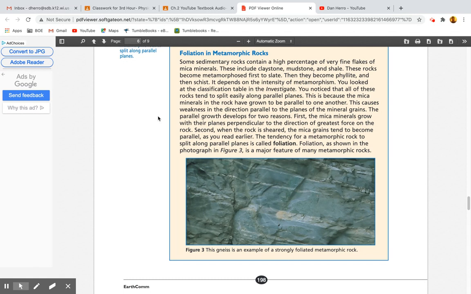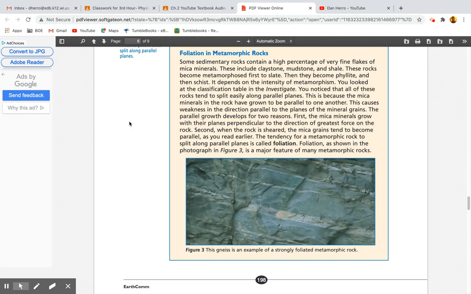You notice that all of these rocks tend to split easily along parallel planes. This is because the mica minerals in the rock have grown to be parallel to one another. This causes weakness in the direction parallel to the planes of the mineral grains. The parallel growth develops for two reasons. First, the mica minerals grow with their planes perpendicular to the direction of greatest force on the rock. Second, when the rock is sheared, the mica grains tend to become parallel, as you read earlier.